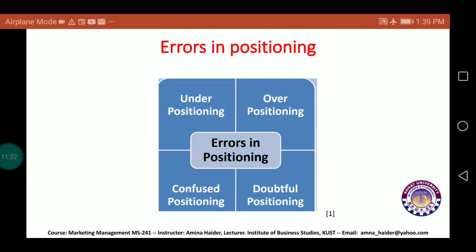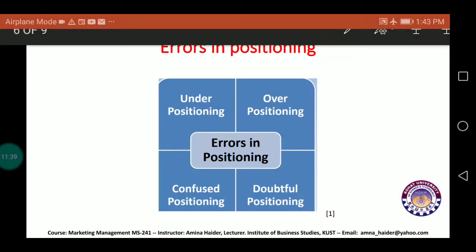For example, we take the example of Lipton tea, which has repositioned itself time and again, and now consumers are actually confused about what the product actually provides. So sometimes a brand will create too many associations with the product, or will reposition the brand very frequently. This results in confusing the potential buyers about the goods and hampers the positioning schemes.